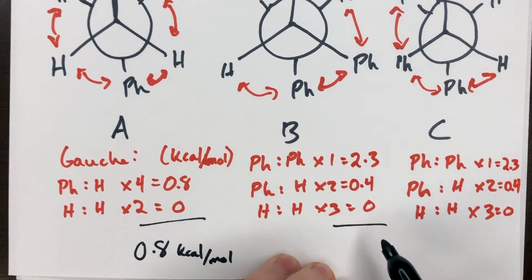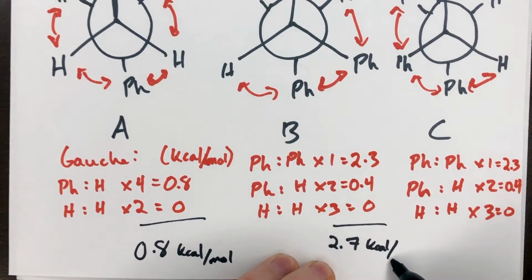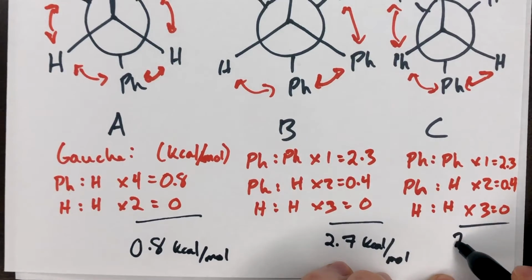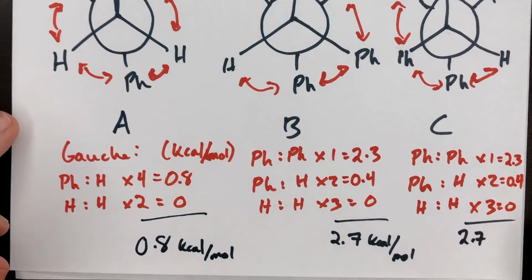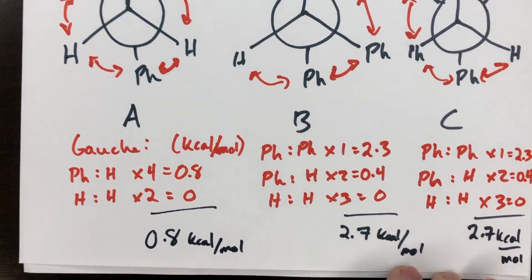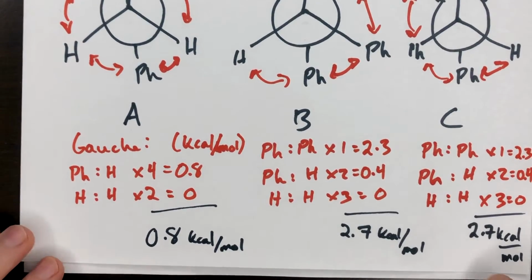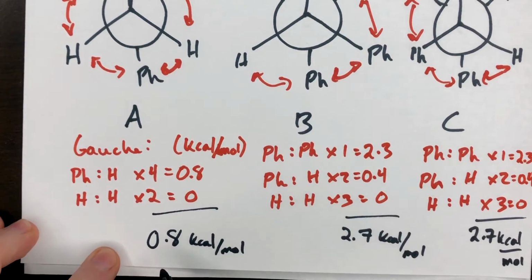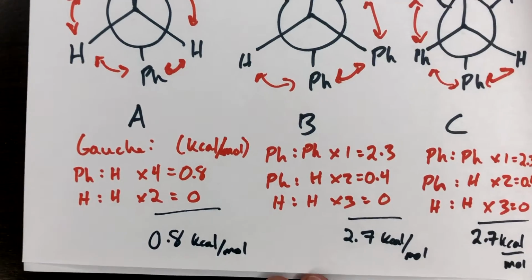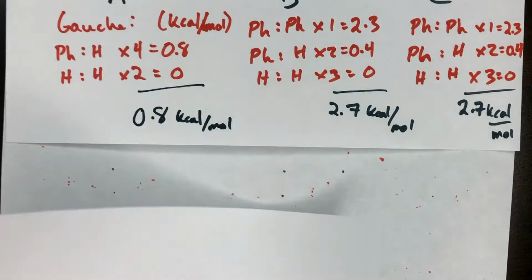This one here is 2.7 for B. Again, kcal per mole. And same thing for C. This is 2.7. Again, kcal per mole. So what we see here is that A is clearly the most stable compound because it's more stable by 1.9 kcal per mole. So if that was unclear, I will show this a little bit more explicitly.